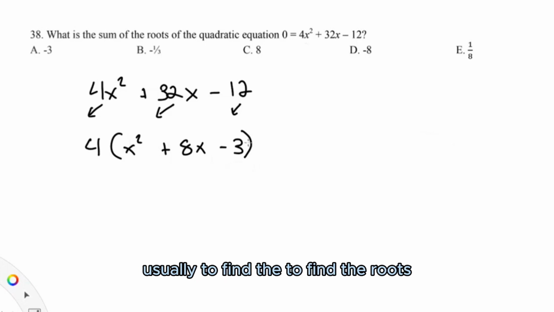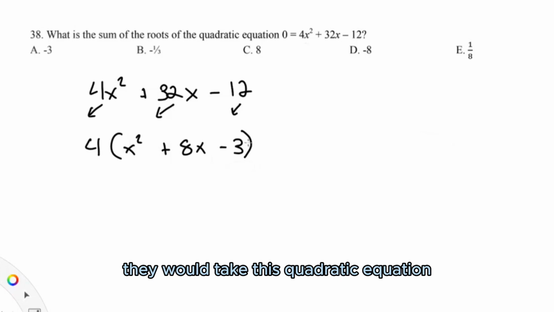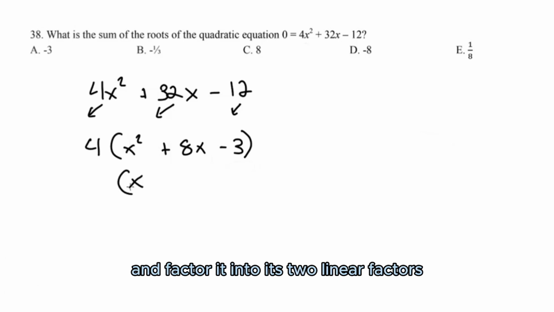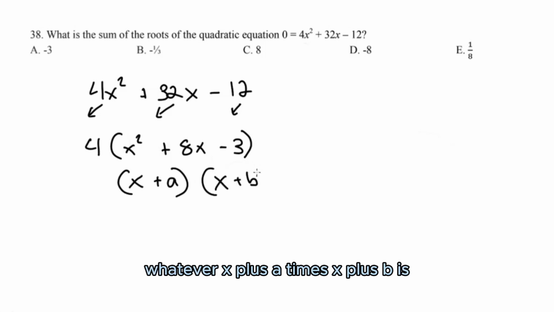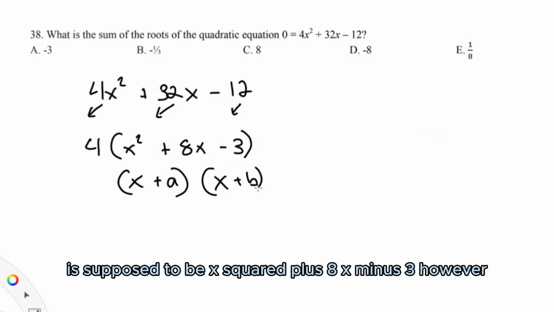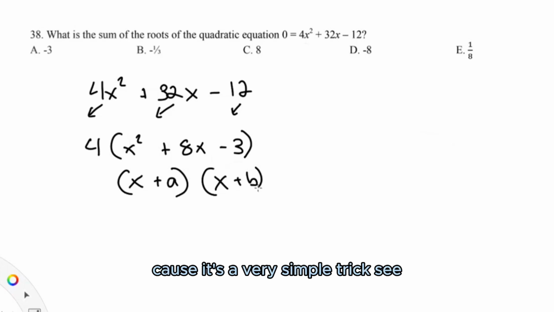See, usually to find the roots, what some people would do is take this quadratic equation and factor it into its two linear factors, so x plus a times x plus b. Whatever x plus a times x plus b is supposed to be x squared plus 8x minus 3. However, we don't have to do all that because there's a very simple trick.